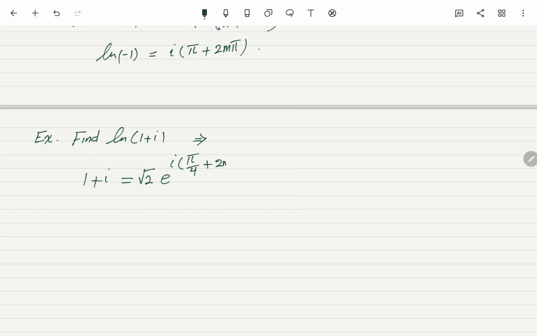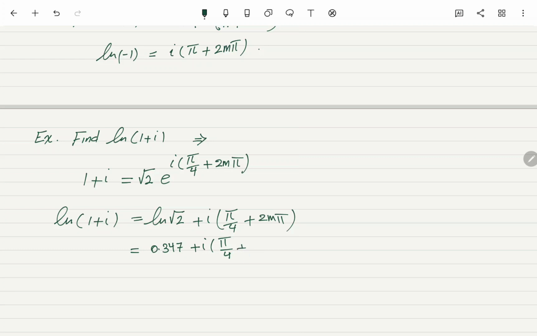plus 2m pi. Therefore, ln of 1 plus i equals ln of square root of 2 plus i times pi over 4 plus 2m pi. Use the calculator, you can find ln of square root of 2, which is 0.347, plus i times pi over 4 plus 2m pi, and remember m equals 0, plus or minus 1 and plus or minus 2.